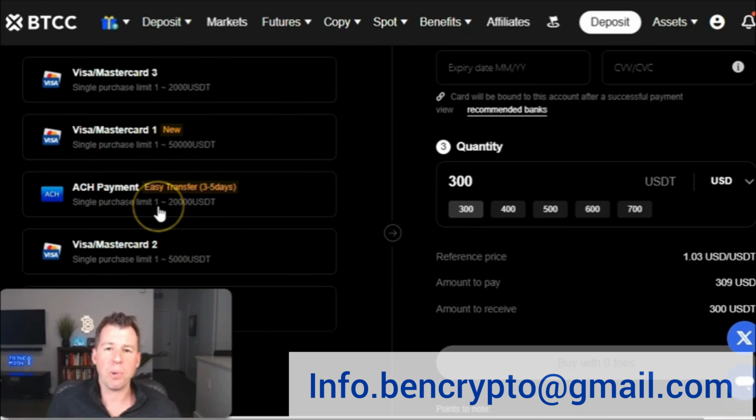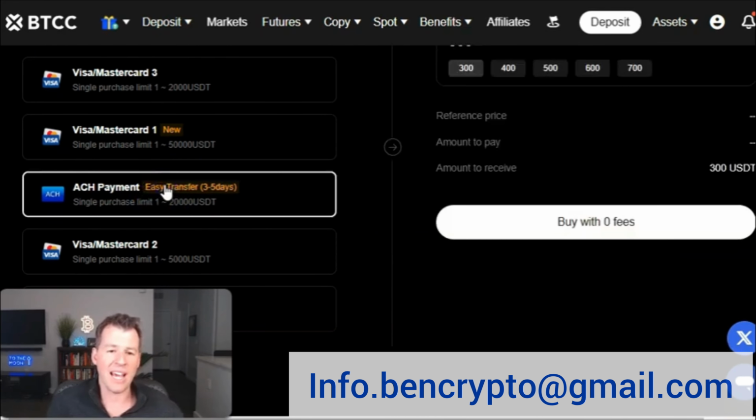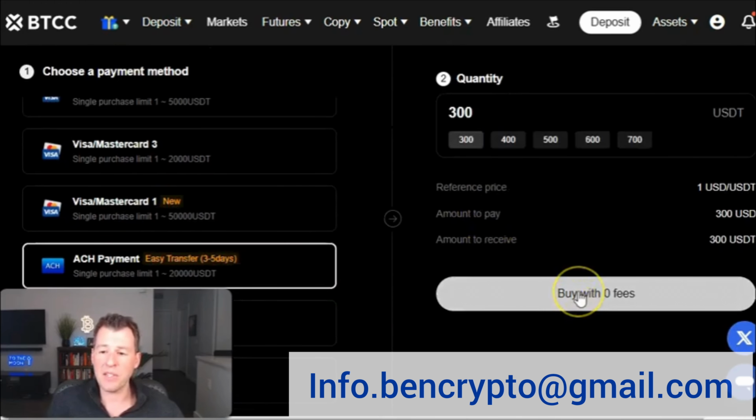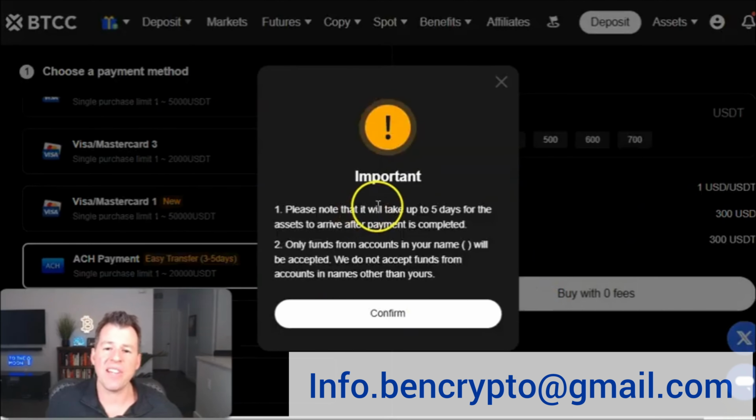ACH transfer, that's probably the best in my opinion if you don't need the funds there immediately. So you click on ACH transfer, left, you click on the amount you want to buy, then buy, then this is no spread, no fees whatsoever. That's why this is the best. Now, it does say that ACH transfers can take up to 3 to 5 days for the funds to be credited to your BTCC account. Usually it's 1 day, the next day. So it's just 3 to 5 days maximum. It's not quite as instant as Visa, MasterCard, but next day delivery, that's pretty good if you ask me.